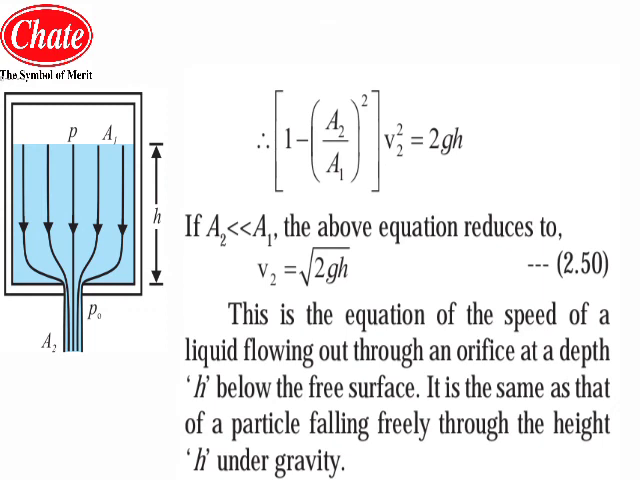Hence this may also be written as 1 minus (A2 upon A1) whole square into V2 square is equal to 2GH. As A2 is much smaller than A1, the above equation reduces to V2 is equal to root of 2GH. So students, this is the equation for the speed of a liquid flowing out through an orifice at depth h below the free surface. It is the same as that of a particle falling freely through the height h under gravity.